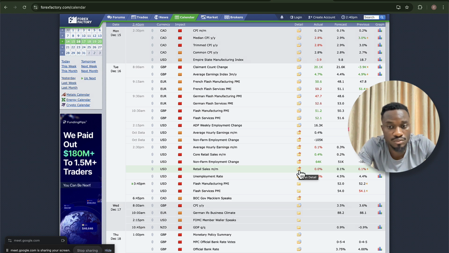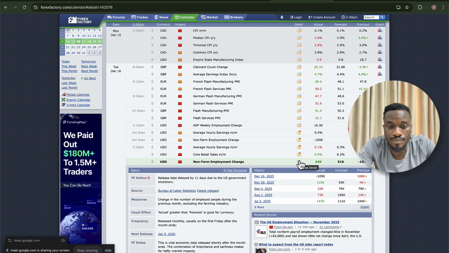If people are not buying, how will companies make money and profits? And if they don't make profit, they won't employ. Those who are employed, they will tell them to go because they won't be able to pay their salary. So this is not good for USD. Non-farm employment, if you don't know the meaning, you go to it and read it: the change in the number of employed people during the previous month.